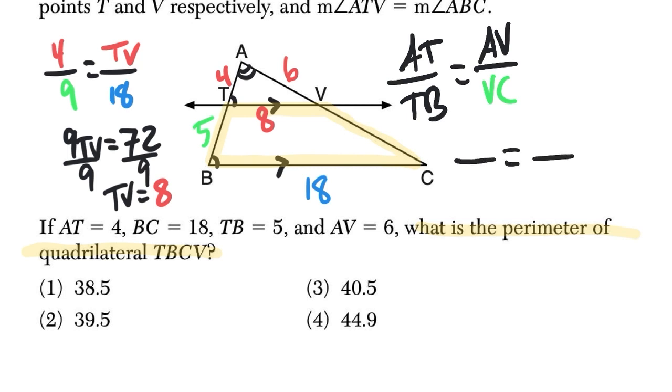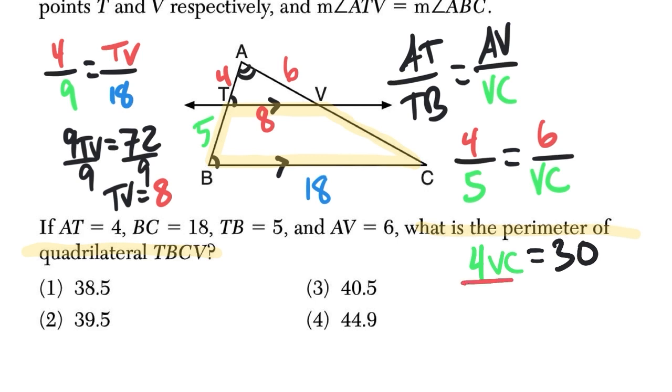So I know that we're going to have 4 over 5 equals 6 over VC, right? We definitely need to figure out what this is. And so what we can do is we can multiply 4 times VC, and I'm going to write it right here. That's going to give us 4 VC, and that equals 5 times 6 is 30. We're going to divide both sides by 4, and VC is equal to what? 7.5. Great, I'm going to jot that in right now.